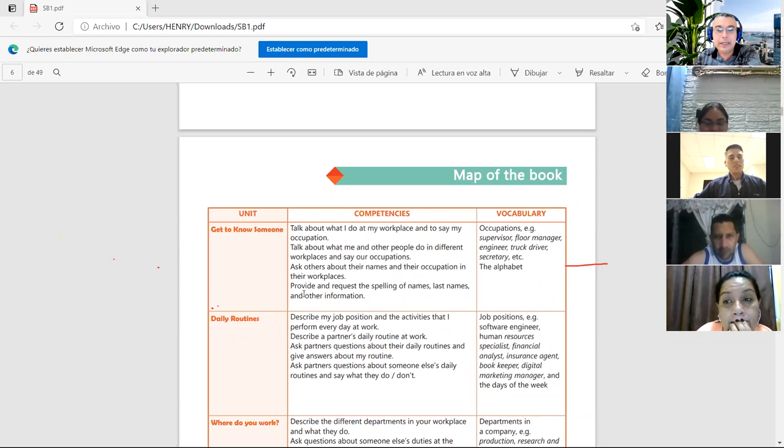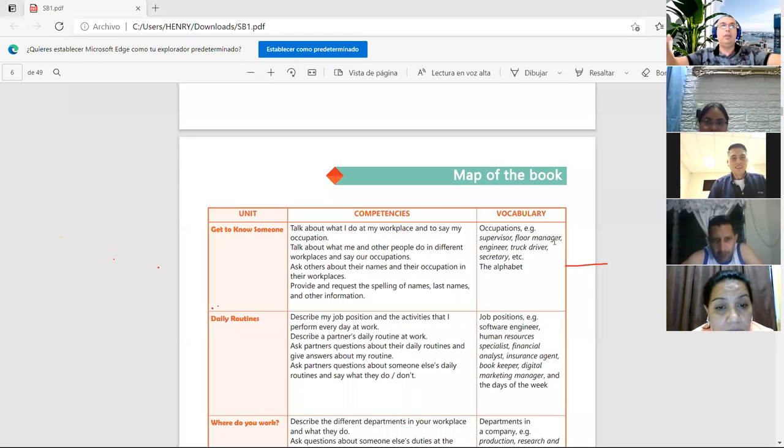Let me see the next part. Provide, okay, the spelling of the name. We're going to work with spelling. We're going to do the alphabet also. Occupation. Well, supervisor, floor manager. Floor manager son como gerentes de pisos, right? Like a floor manager, okay?